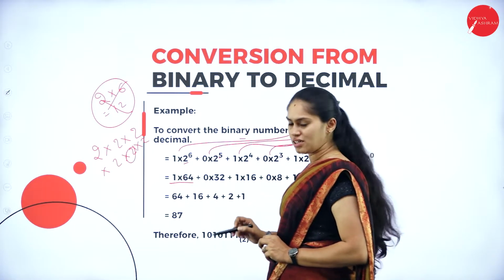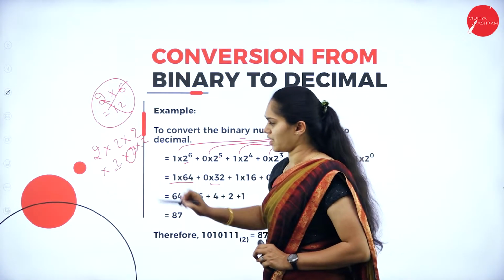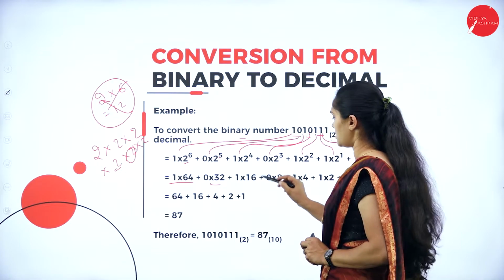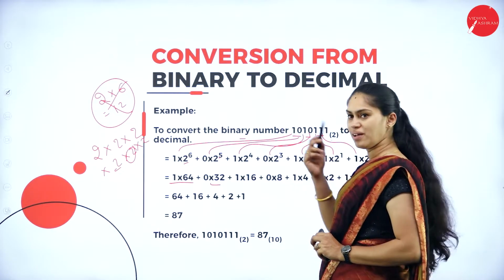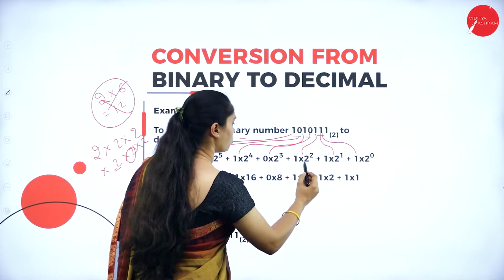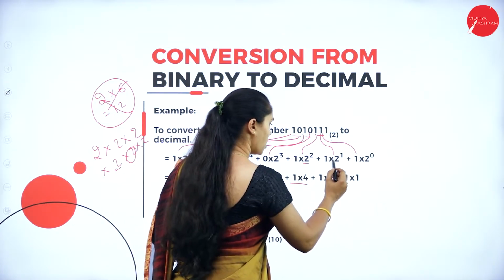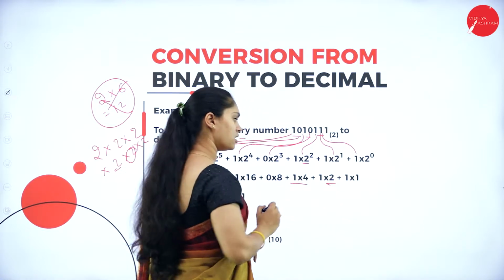Okay, so that is 1 into 64 plus 0 into 2 power 5, up to here, what is that? 32, right? Plus 1 into 2 power 4, up to here, that is 16. 1 into 16 plus 0 into 2 power 3. 2 2s are 4, 4 2s are 8. 0 into 8 plus 1 into 2 power 2, that is 2 into 2, it will be 4, plus 1 into 2 power 1, that is 2.